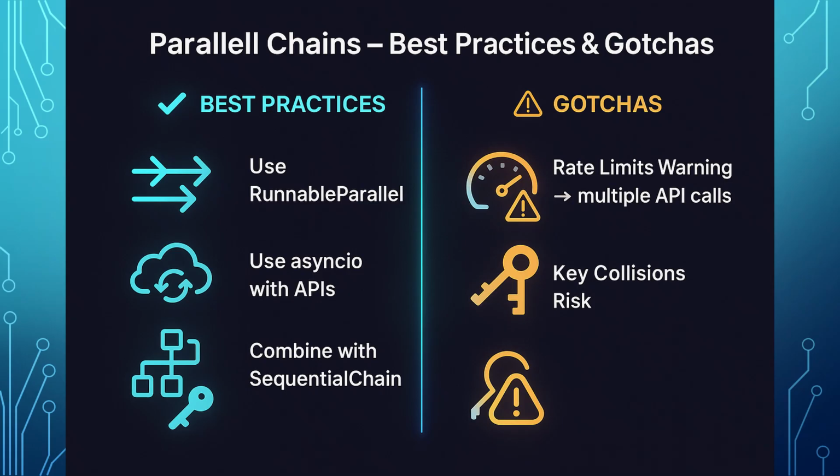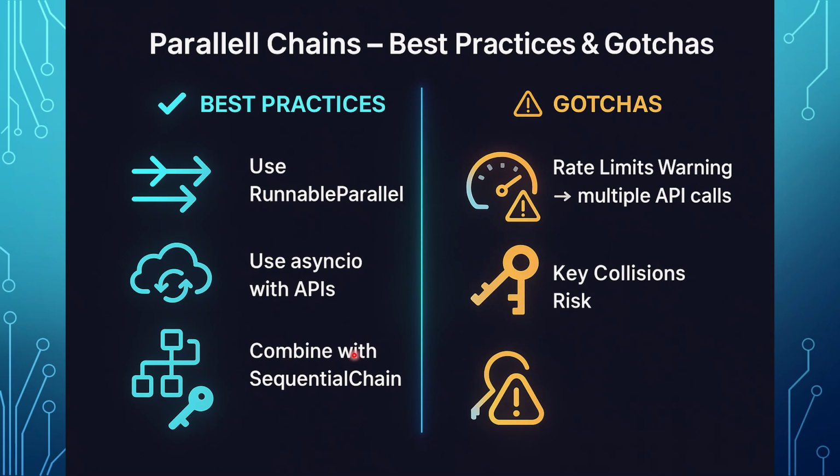Now let's see what best practices we have to consider when using parallel chains. First, use RunnableParallel for simple parallel workflows. And use asyncio if we are mixing LLMs with external APIs. That is very helpful. And you can combine sequential chains with parallel flows, like hybrid sequential plus parallel flows. That is another thing we can use.